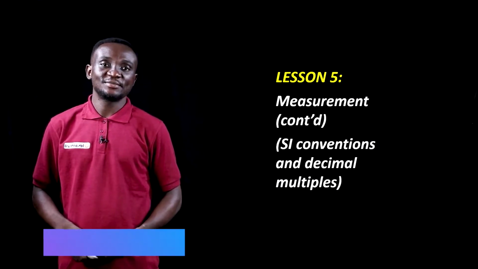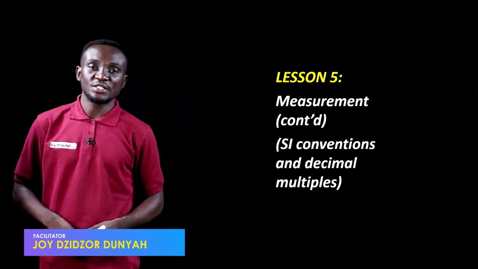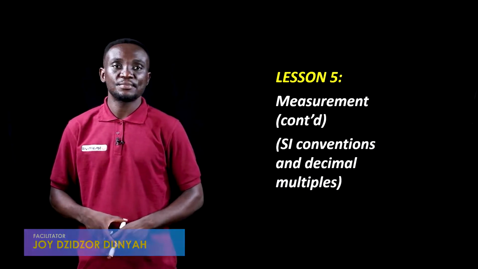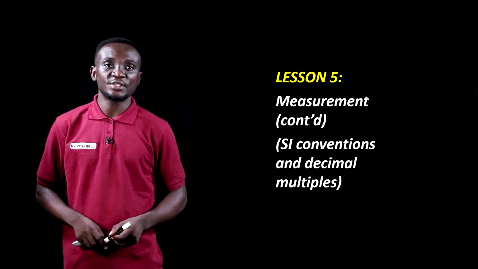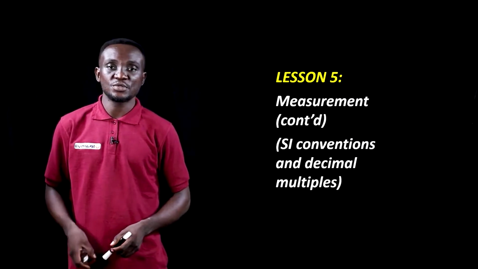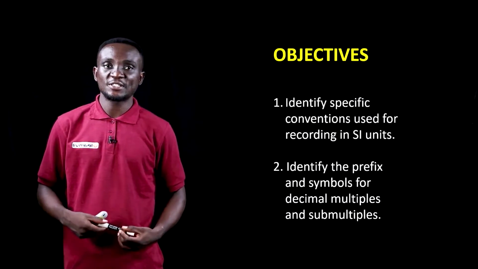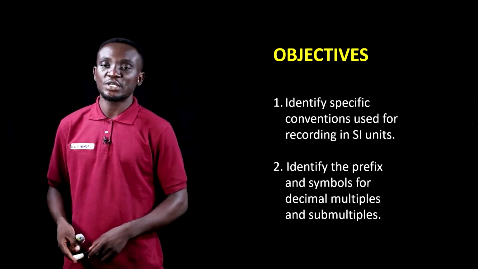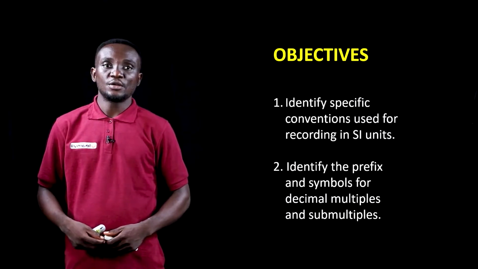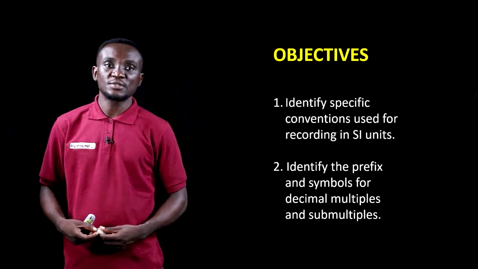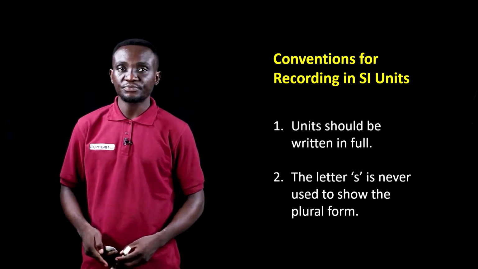Welcome to this lesson. In our previous lesson, we looked at some derived quantities and the instruments used to measure them. In this lesson, we are going to look at the SI conventions and decimal multiples. At the end of the lesson, you should be able to identify specific conventions used for recording in SI units or in the SI system, and also identify the prefix and symbols for decimal multiples and submultiples.